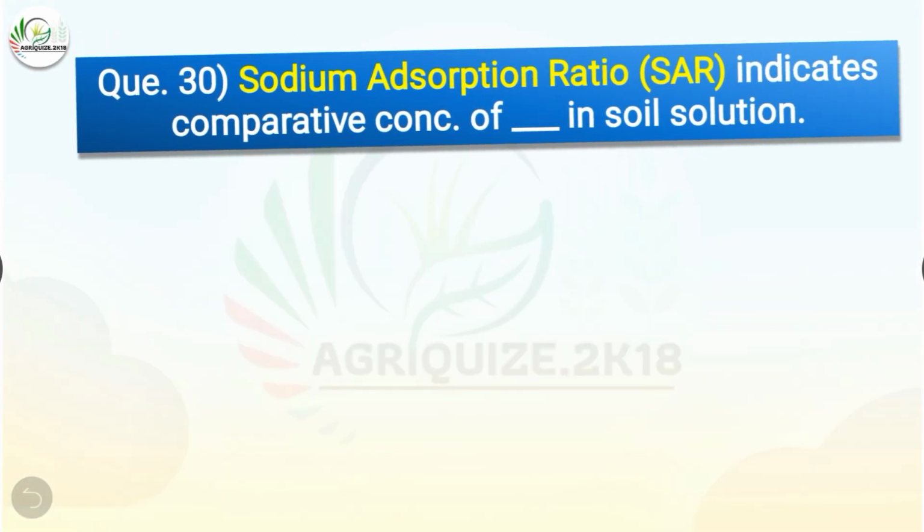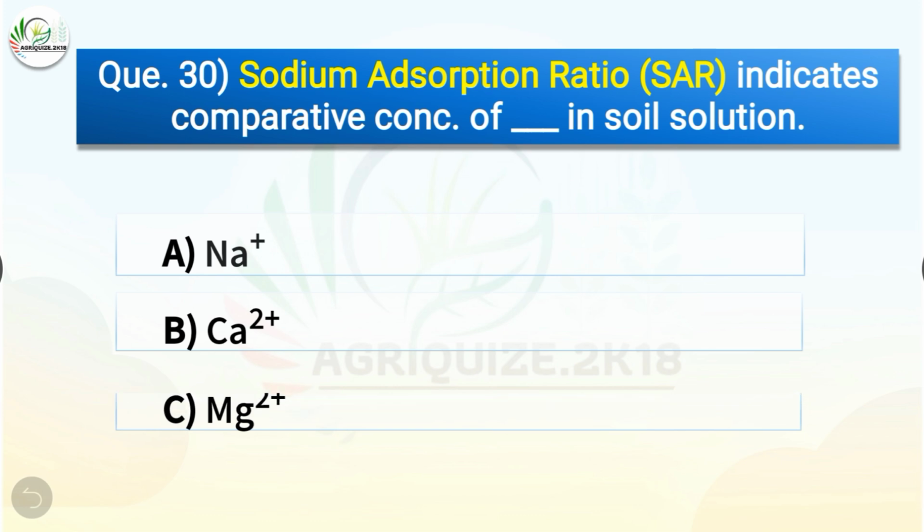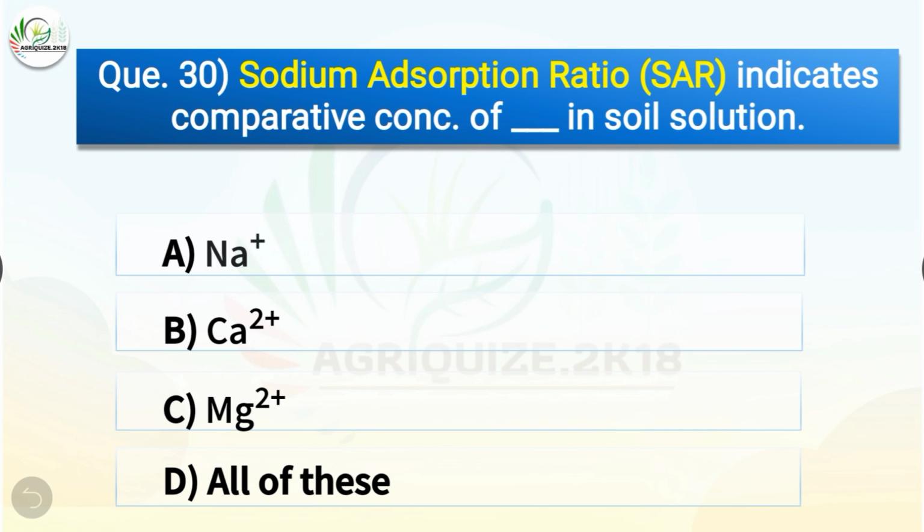Question number 30. Sodium adsorption ratio, SAR, indicates comparative concentration of dash in the soil solution. The options are sodium, calcium, magnesium, or all of these. The correct answer is option D, all of these. So sodium adsorption ratio indicates comparative concentration of Na+, Ca2+, Mg2+ in soil solution.